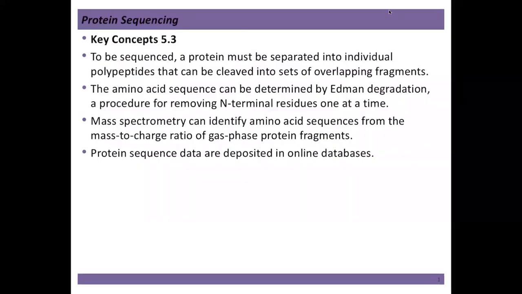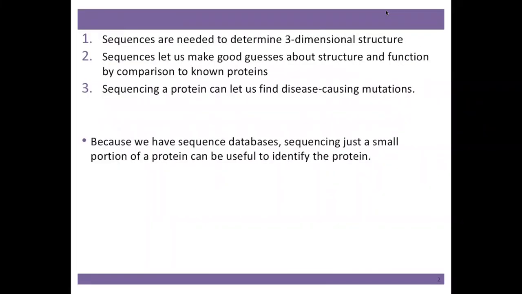Okay, we'll finish up chapter 5. We need to talk about sequencing and how, if we know the arrangement of amino acids, that can be useful. First of all, sequences of proteins are needed to determine the three-dimensional structure, which we'll talk about more in the next chapter. It allows us to make good guesses about the structure and function by comparison to known proteins.